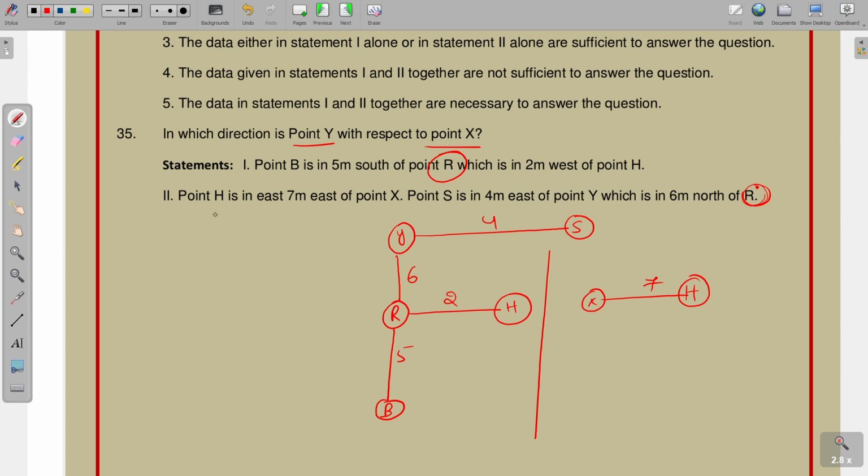And next, point H is 7 meters to the east of X. So point H is 7 meters to the east of X. So here X, here H. Point H is 7 meters to the east of X.